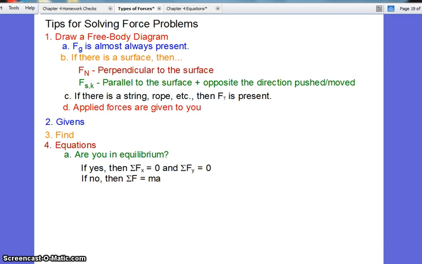Now if you are in equilibrium, if the answer is yes to that question, are you in equilibrium, then we have that the total forces left and right are equal to 0, so the sum of the forces in the x direction, sigma Fx, is 0. And the total force up and down would also be 0, so sigma Fy would also be 0. If the answer is no, and we'll do those problems later, then the total force, sigma F, is equal to mass times acceleration.